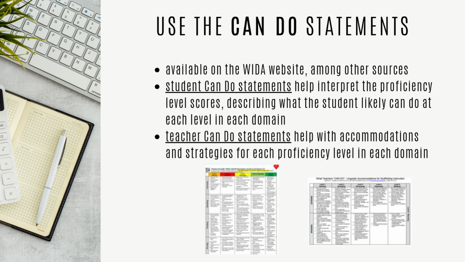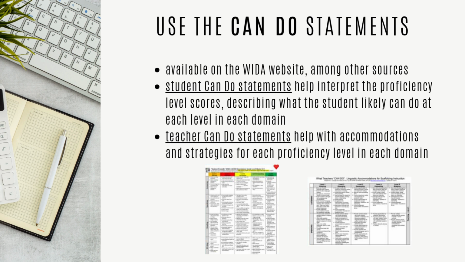Some teachers think those proficiency levels are grade level equivalents, and they are not. They are just a scale from 1 to 6 that are proficiency levels, and the can-do statements are the best tool to help interpret those proficiency level scores. What can a student likely do at that level?